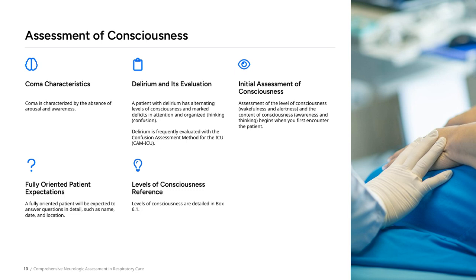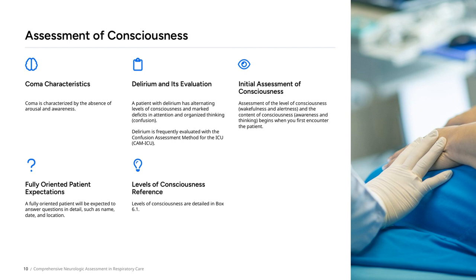As outlined in Box 6.1, there are different levels of consciousness that we need to understand. When we talk about a fully oriented patient, we expect them to respond in detail to questions about their name, the date, and their current location. This helps us gauge their awareness and orientation.